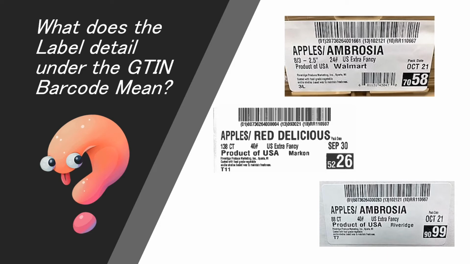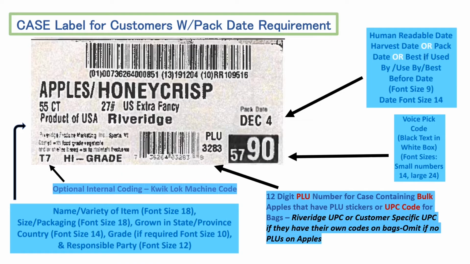So what does all the other information mean that's under that massive barcode? Well, there's a lot of it, but I think it's pretty simple, so let's take a look at that. This is an example with some descriptions of the case label for our customers that have a pack date requirement. And the pack date is in the middle section on the right-hand side, and that indicates the date of pack.